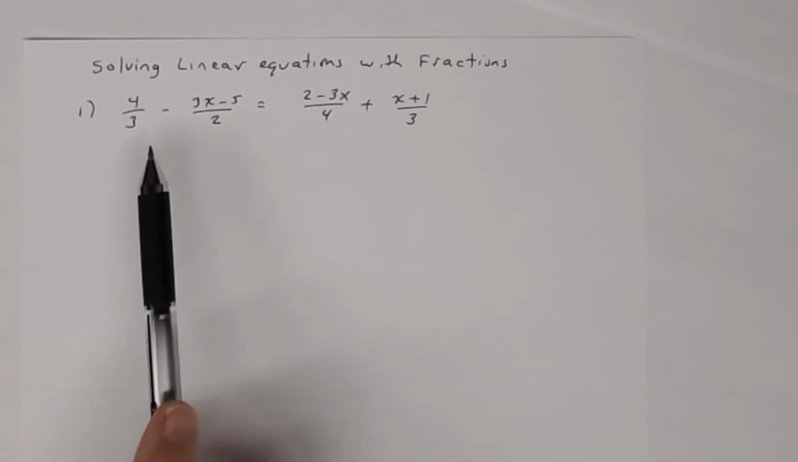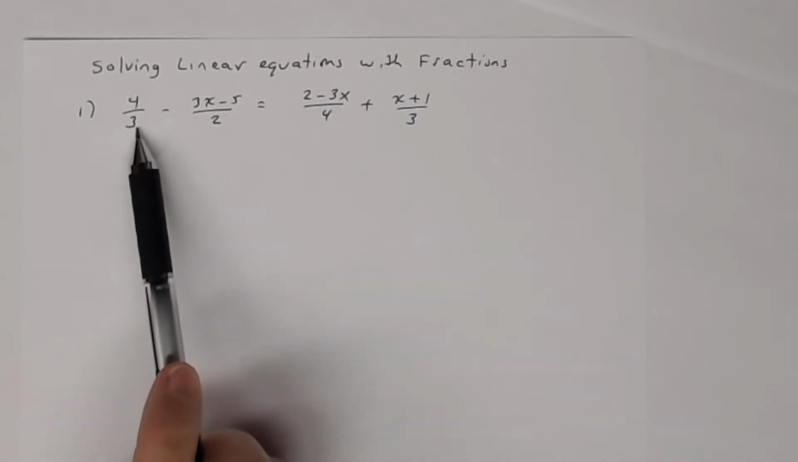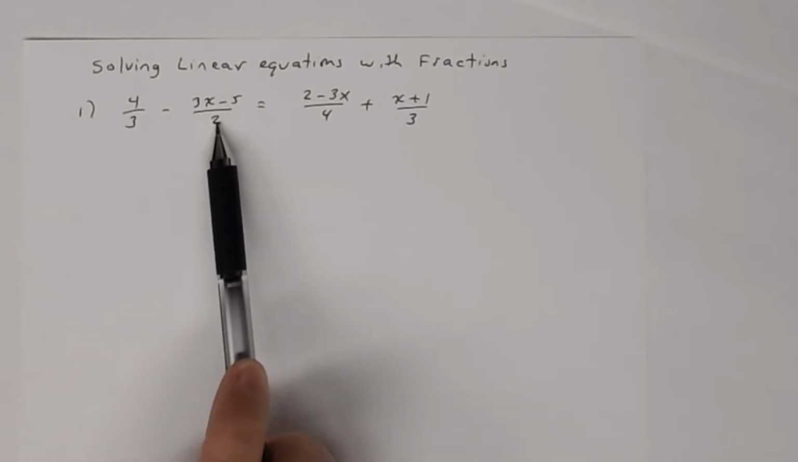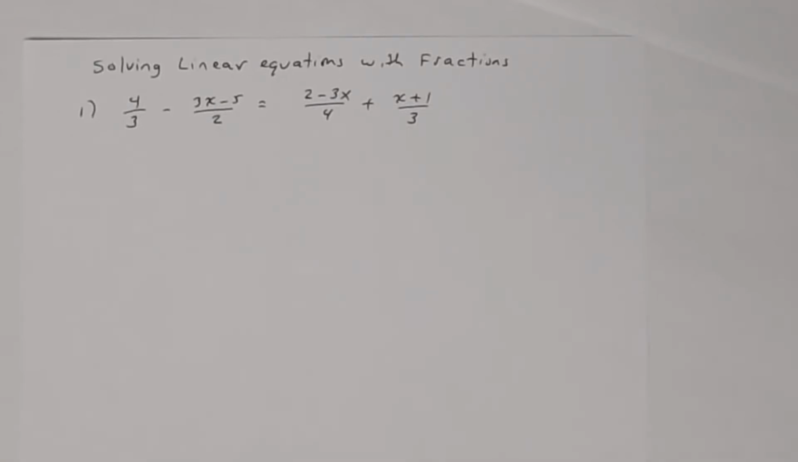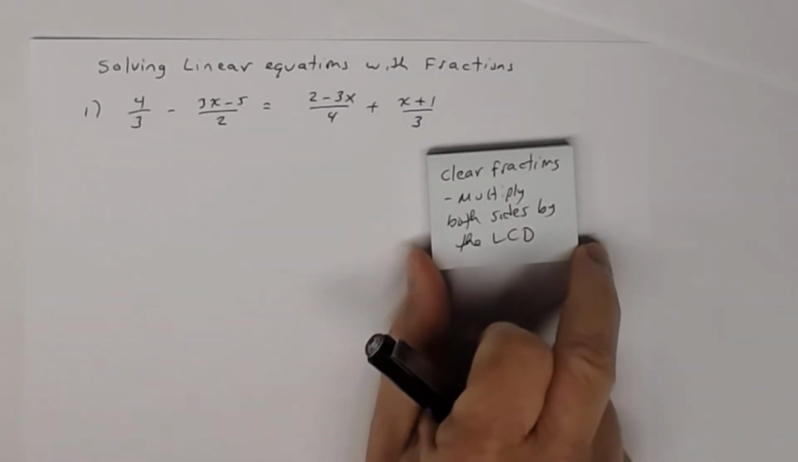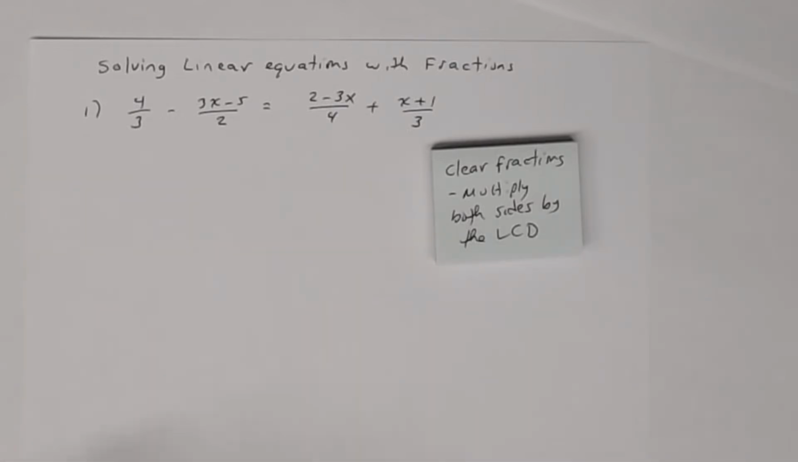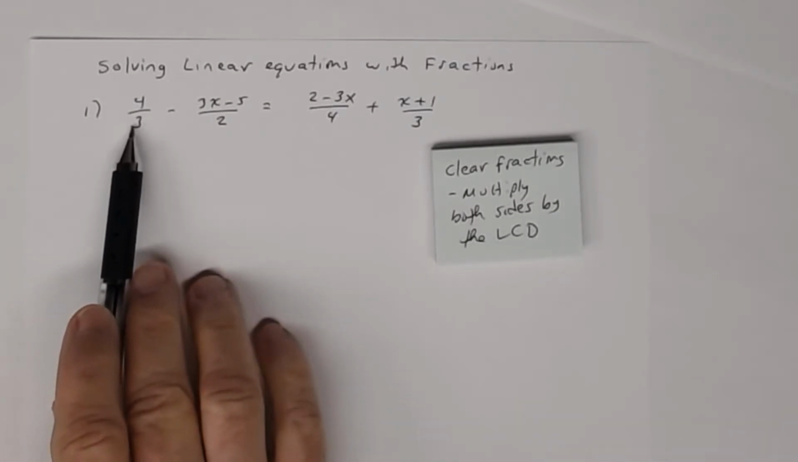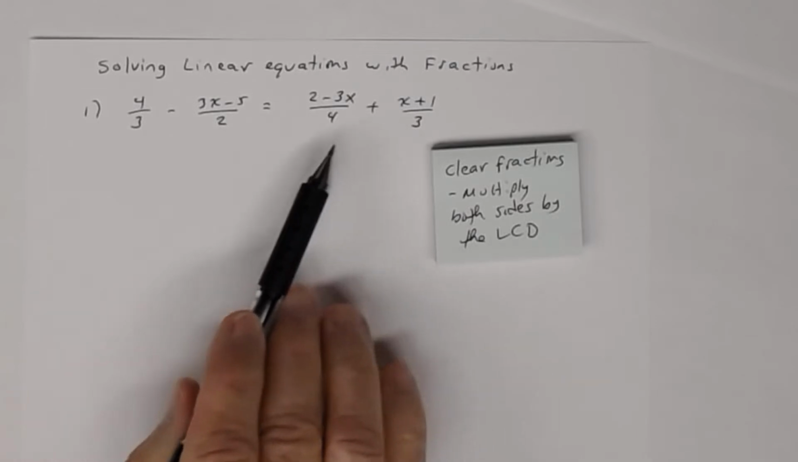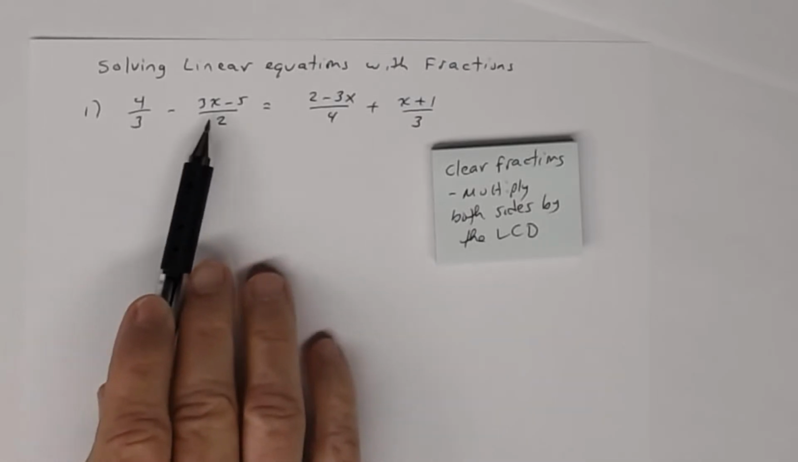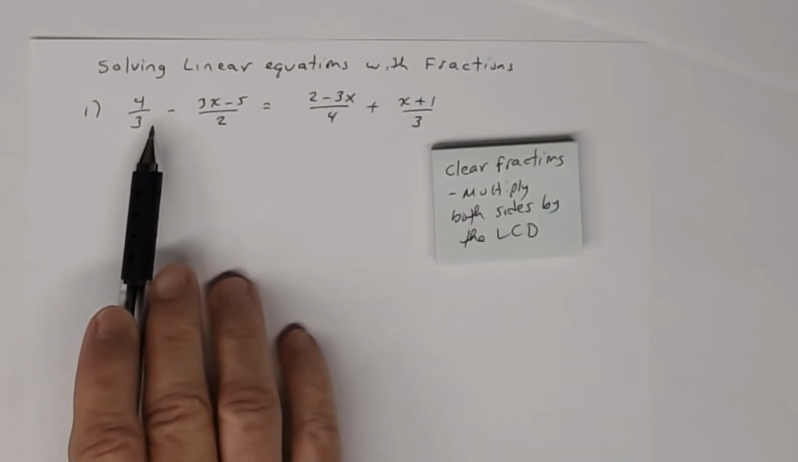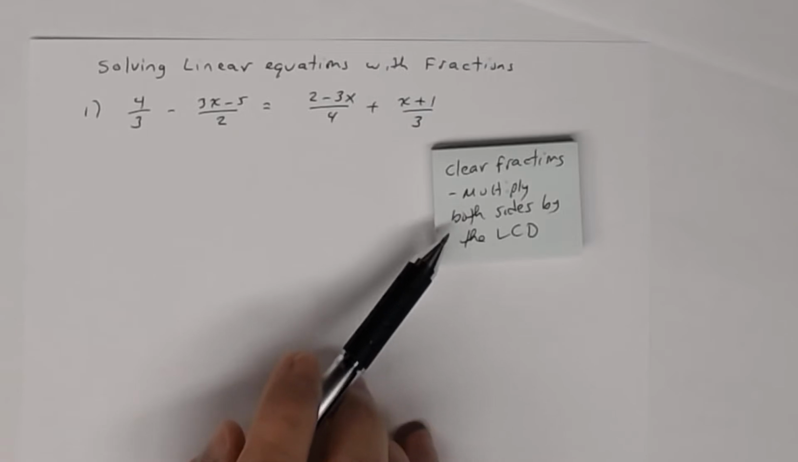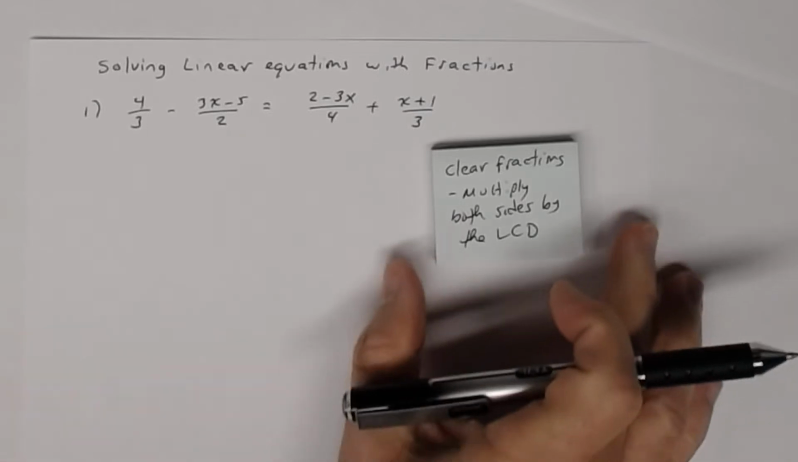So in solving linear equations that involve fractions, like you see here, where the denominators are not 1, this denominator is 3, this denominator is 2, this denominator is 4, and this denominator is 3. The best way to do that is to go ahead and clear the fractions. So meaning that you want to get these denominators to be 1. So you want 1 in those denominators. So that's what we mean by clearing the fractions. And to do that, you're going to multiply both sides by the least common denominator.